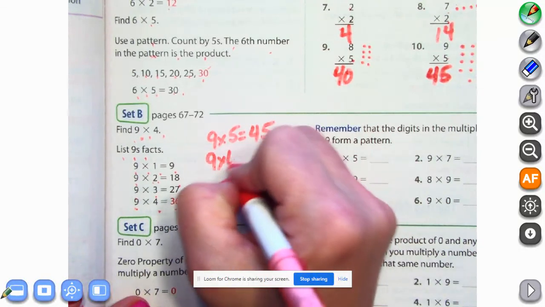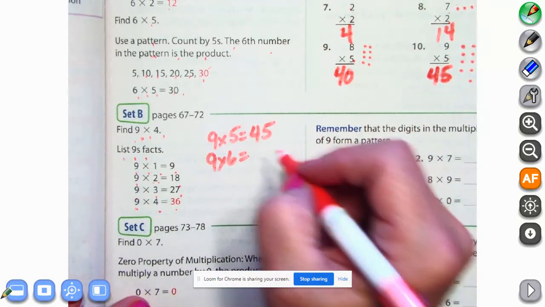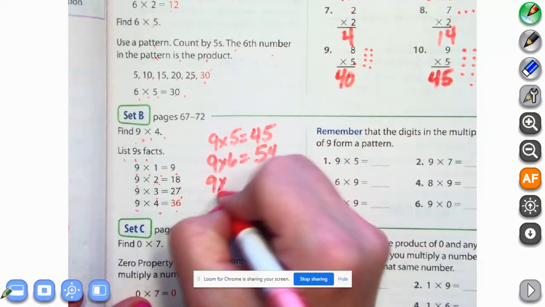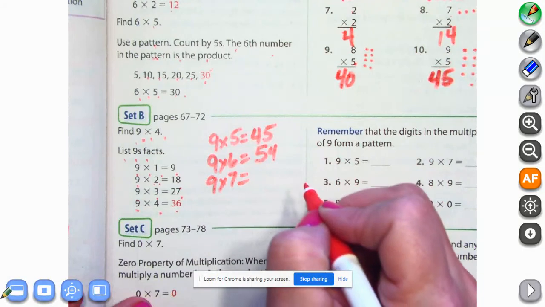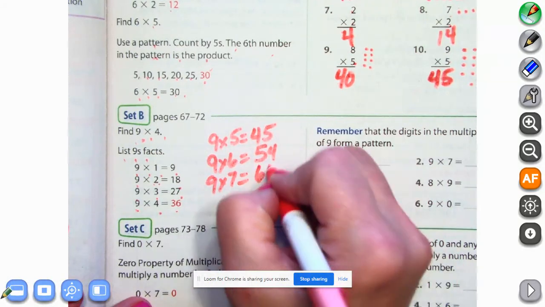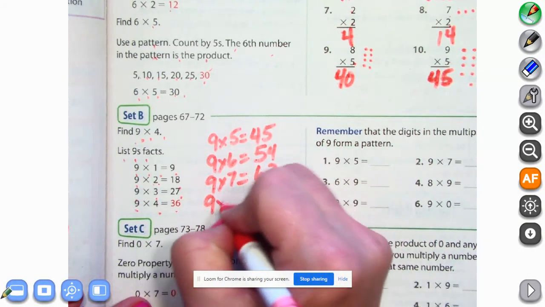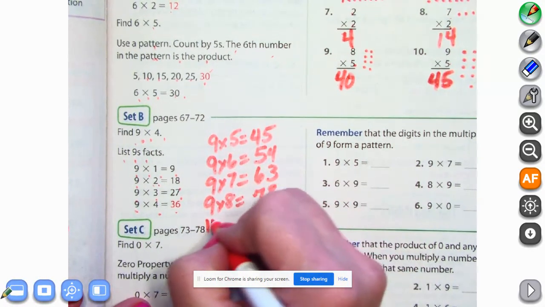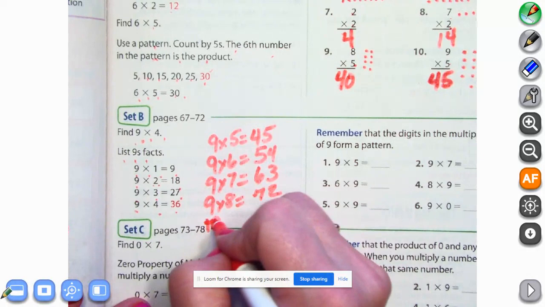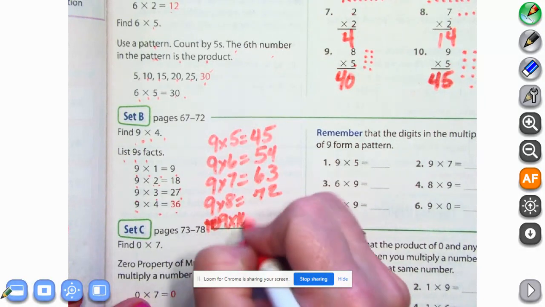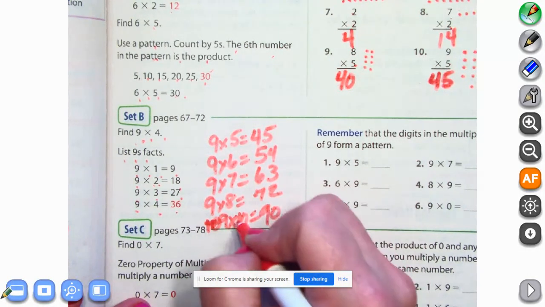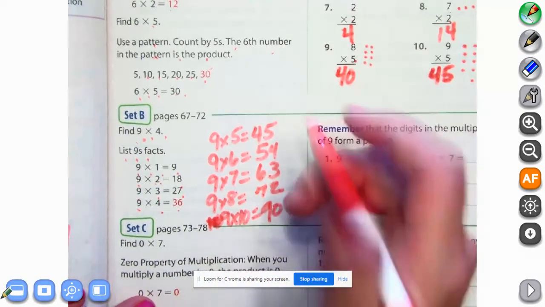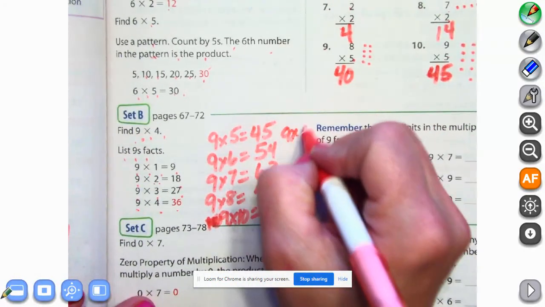9 times 6. We're going to add 9 to it. 54. 9 times 7, 63. 9 times 8, 72. 10. Oh, excuse me. 9 times 10 is 90. Oh, I skipped right over 9 times 9. 9 times 9 is 81.